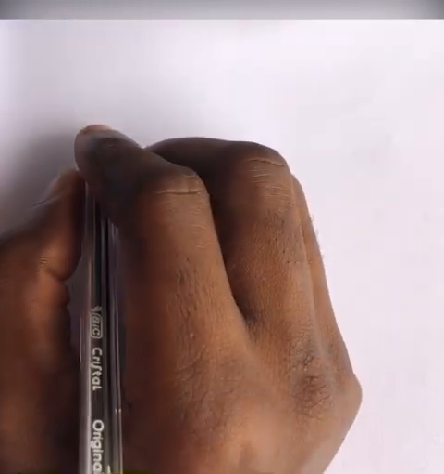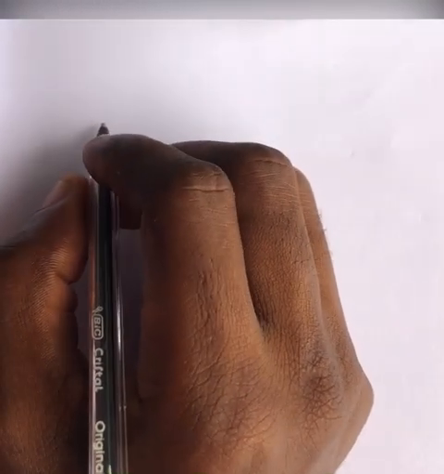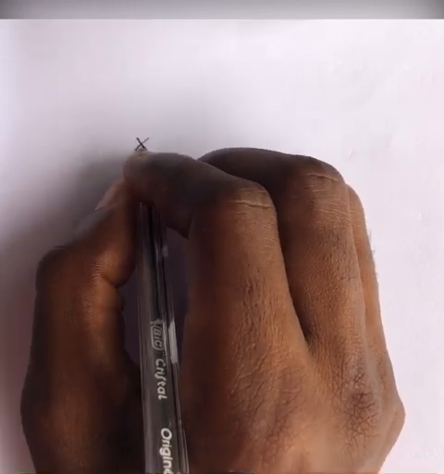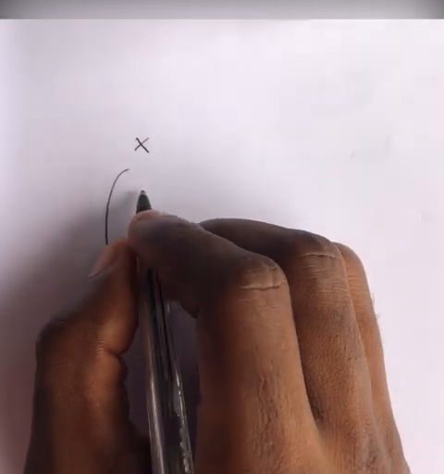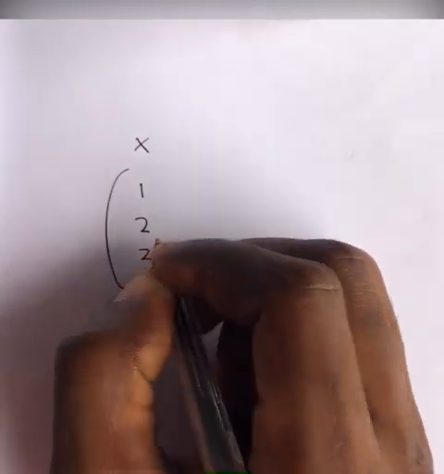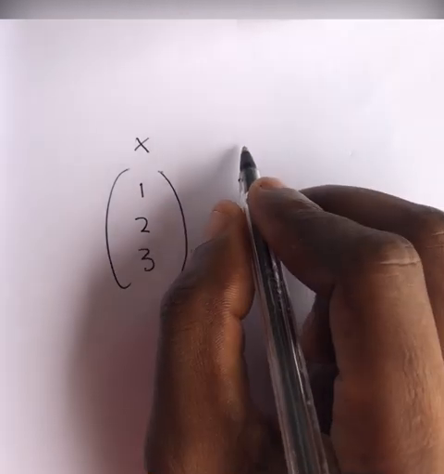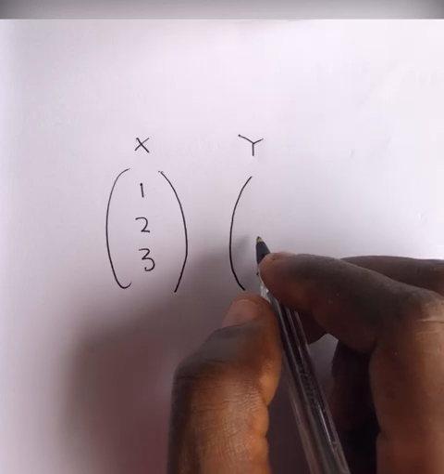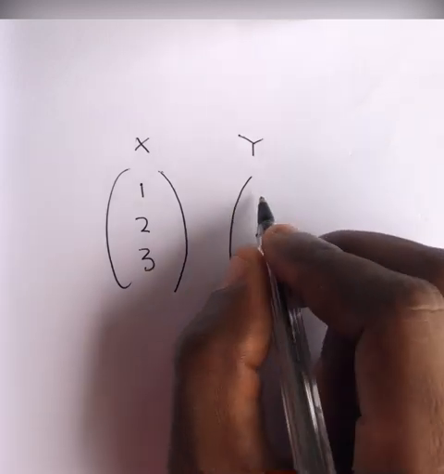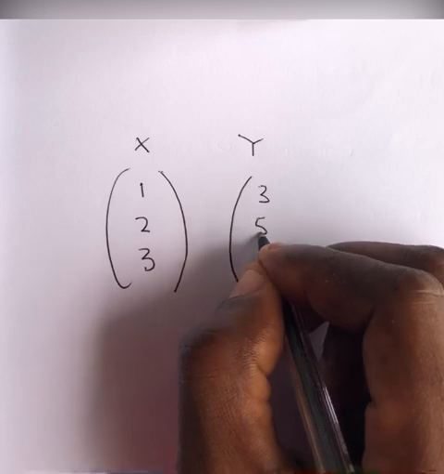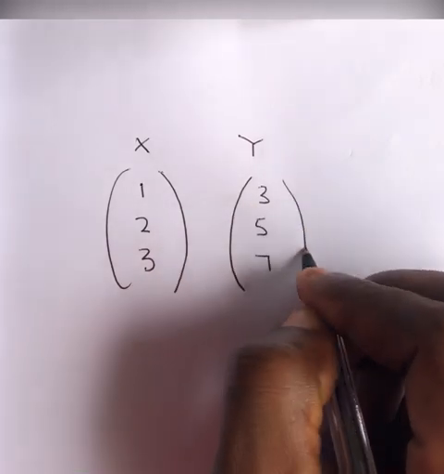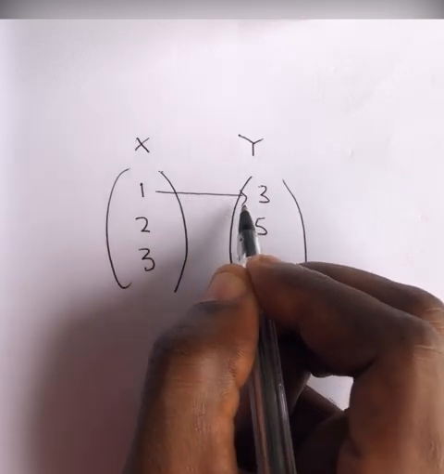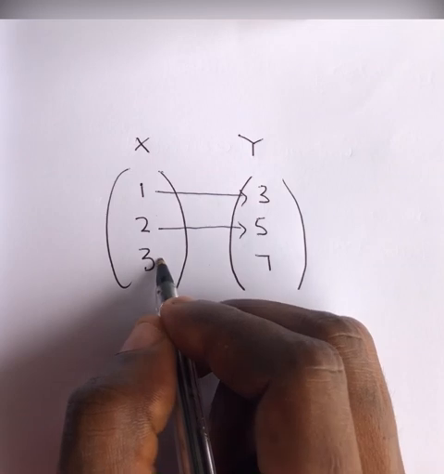Now, let us list the values of x in the domain, which is x here. We have 1, 2, 3, and y values in the codomain. We have 3, 5, 7. So we can see clearly that this one is mapping to 3, 2 to 5, 3 to 7.